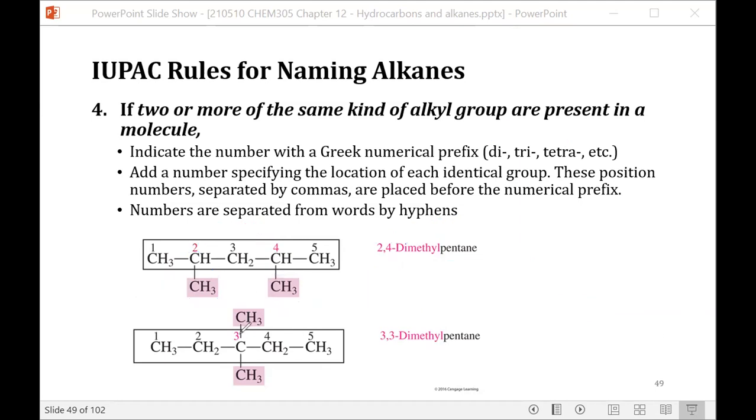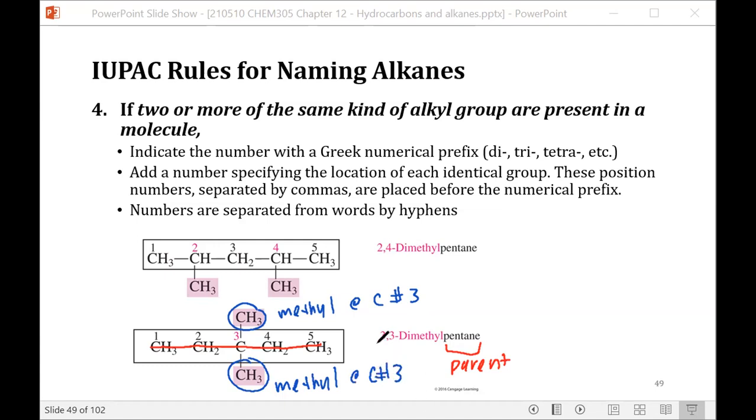We check out the one on the bottom. We identify our parent chain as pentane. It has 5 carbons in a row, 1, 2, 3, 4, 5. And no matter which way we number it, our substituent groups end up at carbon number 3. So we could do left to right numbering or right to left. And so this is a CH3 group. CH3 group is methyl, and it's at carbon number 3. That's C number 3. And then we have another methyl group, and this is also at carbon number 3.